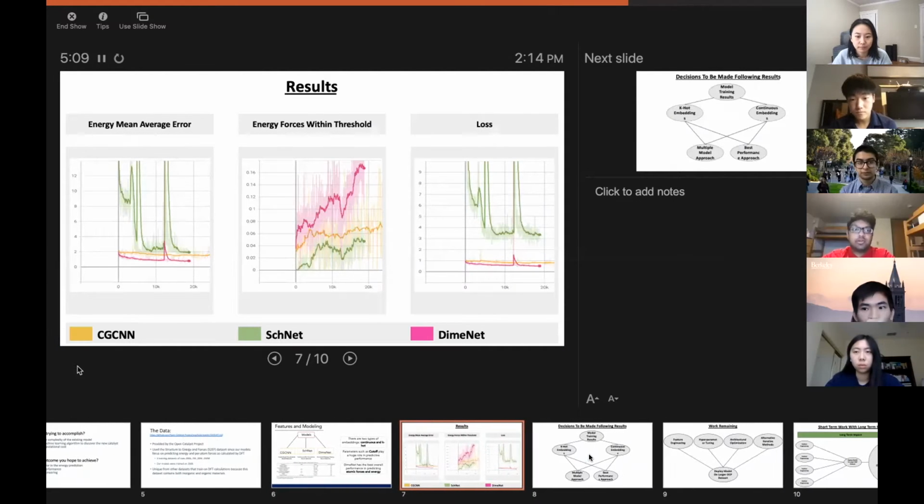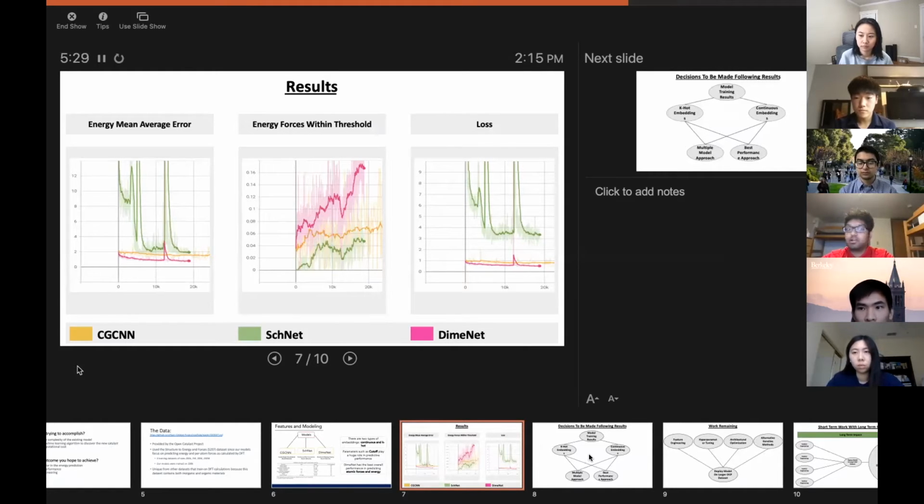So here are 3 important performance metrics that we need for analyzing our machine learning models, which are energy mean average error, the energy forces within threshold, and the loss. As Jay talked about before, the DimeNet framework outperforms both the SchNet and CGCNN frameworks in all these metrics.